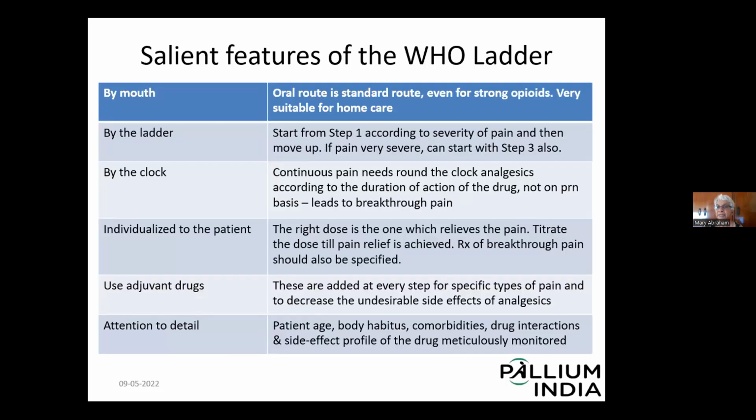Now, what are the salient features of the ladder? The first important feature is that the drugs are given by mouth, that is per orally. This is the standard route of administration of all the drugs of the WHO analgesic ladder, even for the strong opioids, which means that it is very suitable for home care or domiciliary care. It can be given by the caregiver, it can be taken by the patient, or it can be given by the nurse visiting the patient. That is a big advantage.